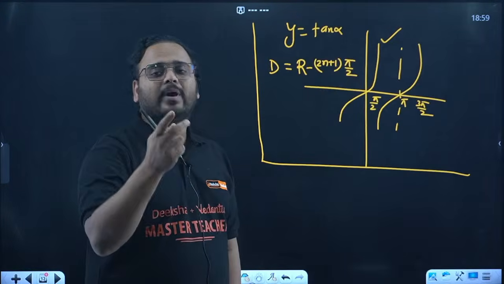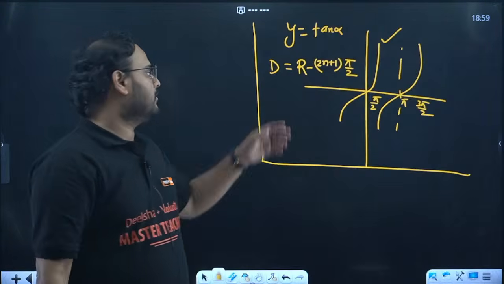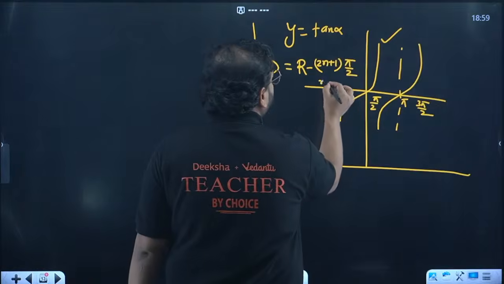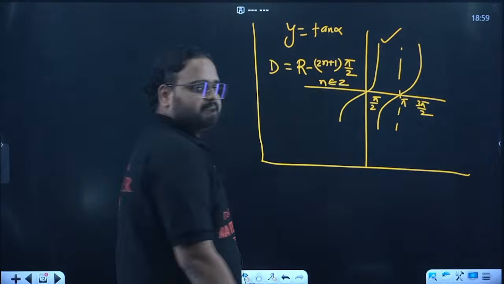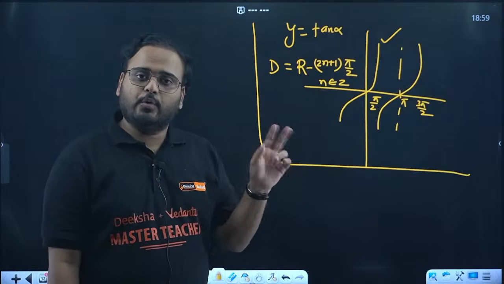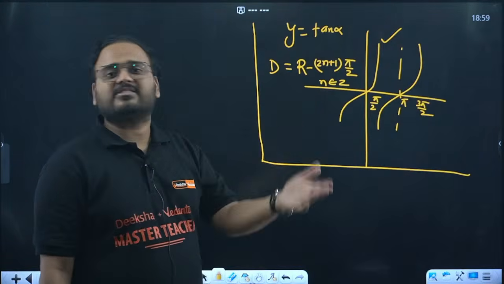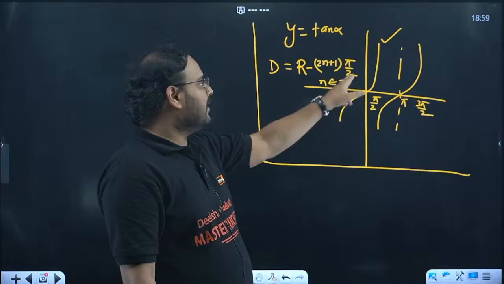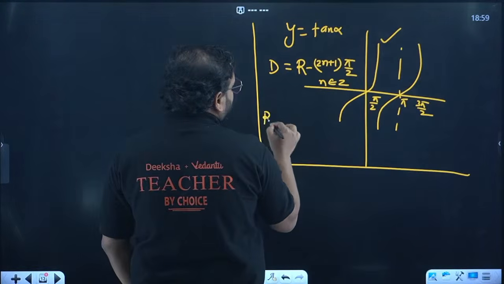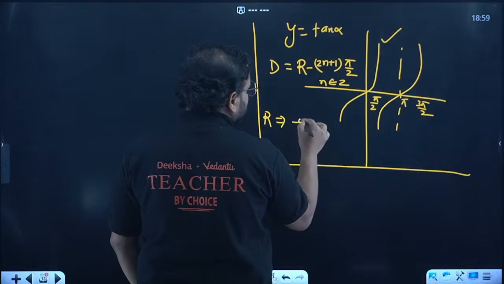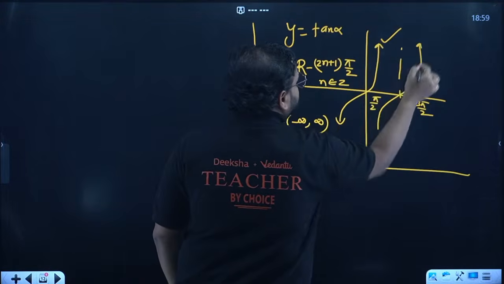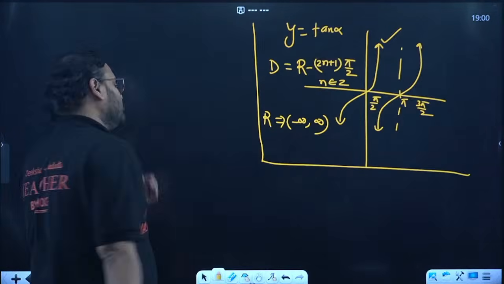Odd means 2 into n is an even number, plus 1 will be an odd number. 2 into any natural number is what? An even number. And n belongs to integers, by the way. If I take any integer n, 2 into n will be even, and plus 1, the next number, will be odd. So odd multiples of pi by 2 you have to remove from all real numbers. What about range, sir? Range is always minus infinity to plus infinity. See, this goes all the way down and up. This arrow over here keeps going on both sides.